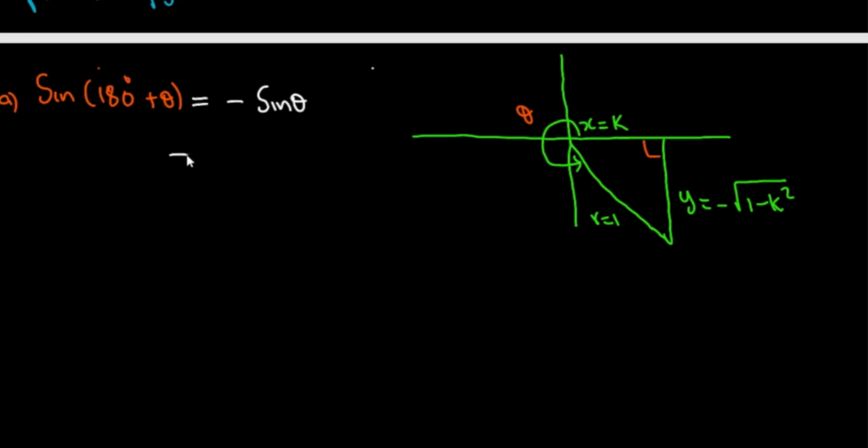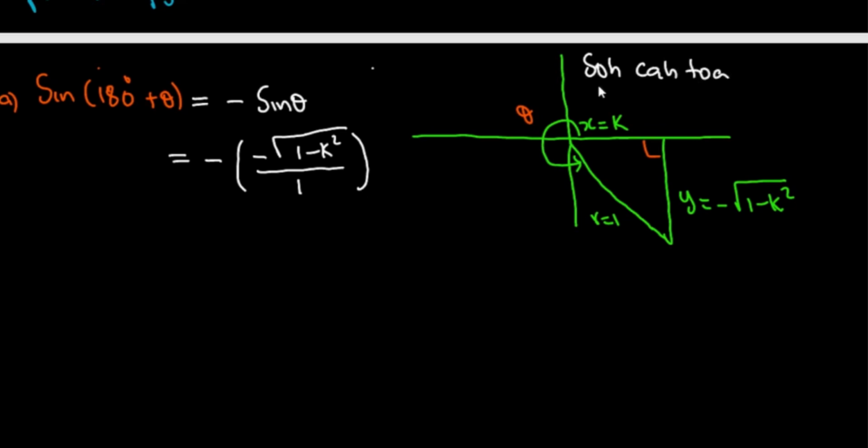Remember, sine according to SOH CAH TOA is opposite over hypotenuse. So now you need to check what is your opposite. What is your y? So this will be negative, inside the bracket, our y is negative the root of 1 minus k squared, and everything divided by your hypotenuse, which is 1. Close the bracket. How did we get something like this? We used SOH CAH TOA.